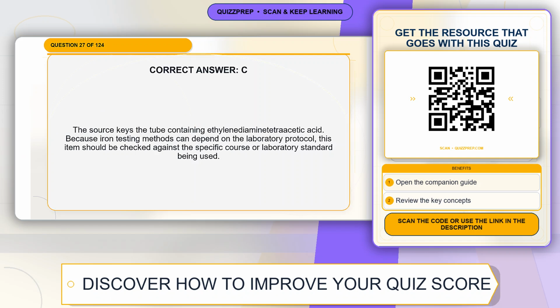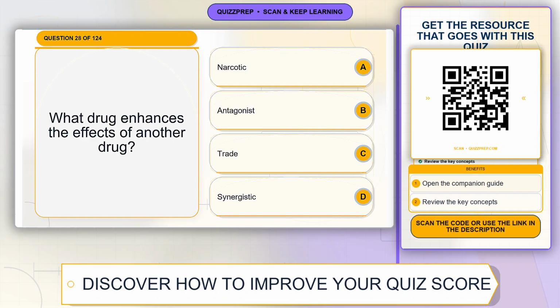Explanation. The source keys the tube containing ethylene tetrashic acid. Because iron testing methods can depend on the laboratory protocol, this item should be checked against the specific course or laboratory standard being used. Question 28.